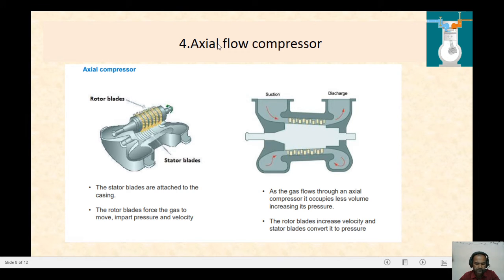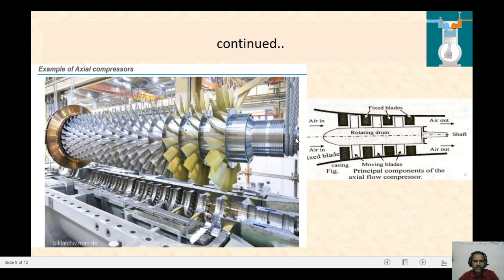So let us see. Axial flow, this is the schematic diagram I have provided. This is a suction chamber and this is a discharge chamber, and these are rotary blades. So I will show another figure. So you can see here, this is a rotor, and on this rotor we are providing a number of rotor blades, right? And these rotor blades are fixed or coupled on the rotor, and these rotors are connected to the driving shaft or motor, right?